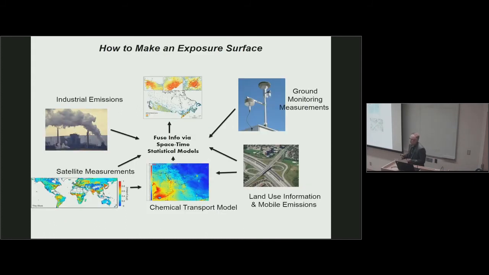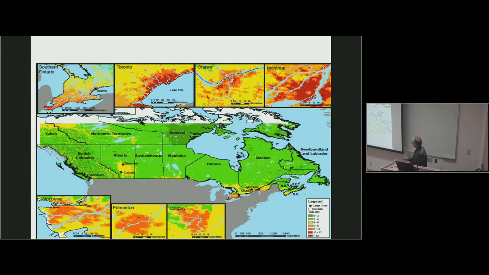So the first thing we want to do is build exposure models. And we do this by a combination of information that has to do with industrial emissions inventories. We have satellite measurements. Probably most of you know about all the wonderful work that NASA is doing in setting up satellites and doing retrievals of information all over the globe. We have chemical transport models which interact with that. We have land use information, the traffic counts, how close you live to major roads or parks. And we have ground monitoring data. And we put that all together in models.